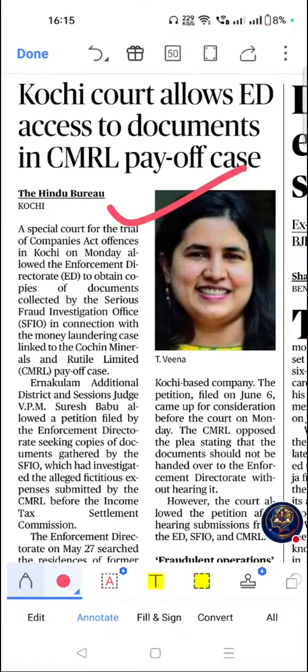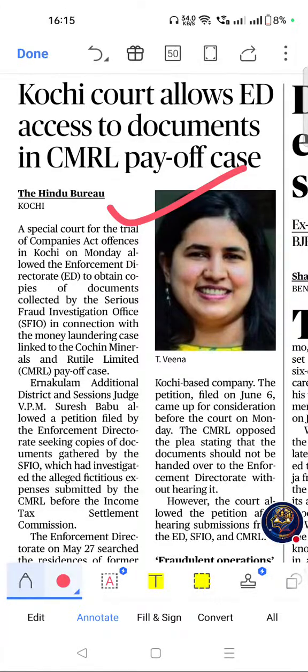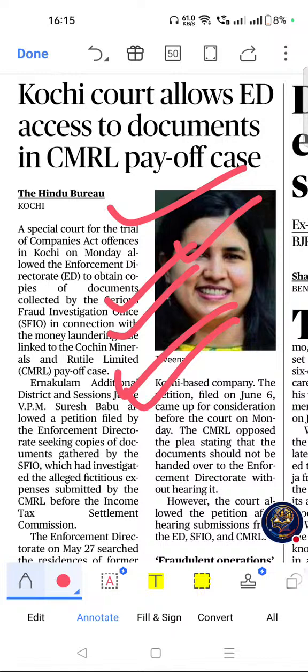Kochi court allows ED access to documents in CMRL payoff case. If you see the importance of this topic, financial fraud investigations are important for UPSC, frequently linked with money laundering and corporate governance, and it is useful for economy and governance section. Questions have appeared on money laundering, corporate governance, financial fraud, and Enforcement Directorate.